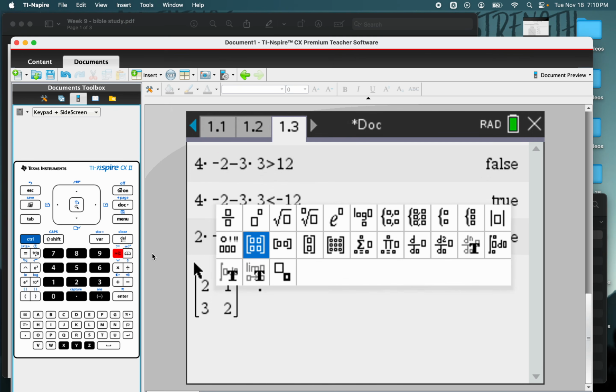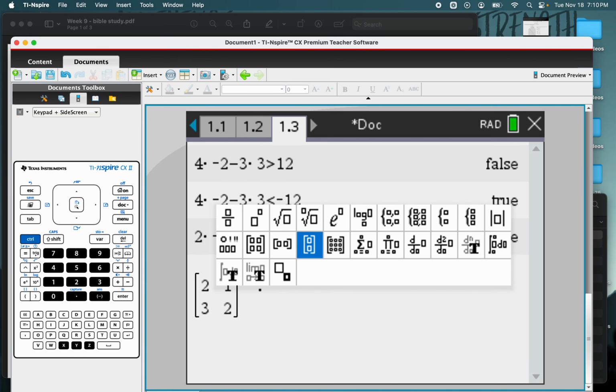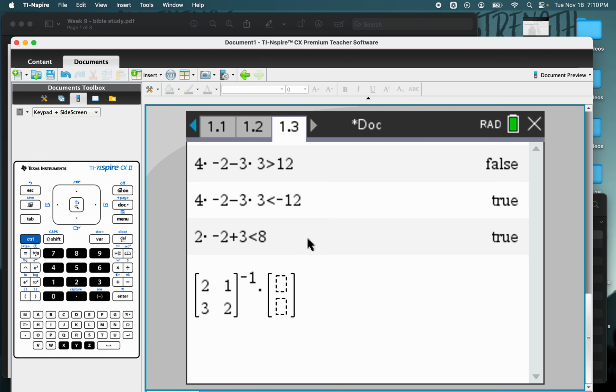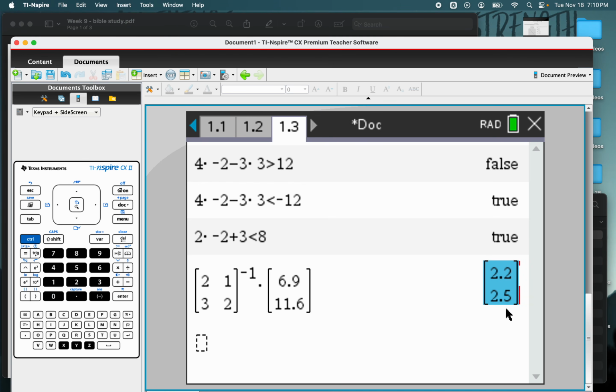Times, again, we have another matrix, and then on that side, what is the equal? So we have $6.90, and on the other one, we have $11.60. You're done. Press enter and it gives you the price. This is your X and this one is your Y. I'm going to write those notes on my paper right now. My X is 2.20 and my Y is 2.50. So that's what the calculator gives us.